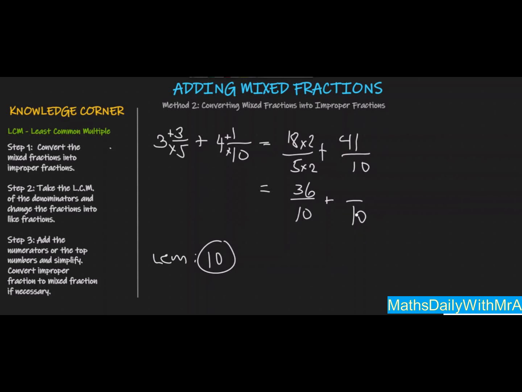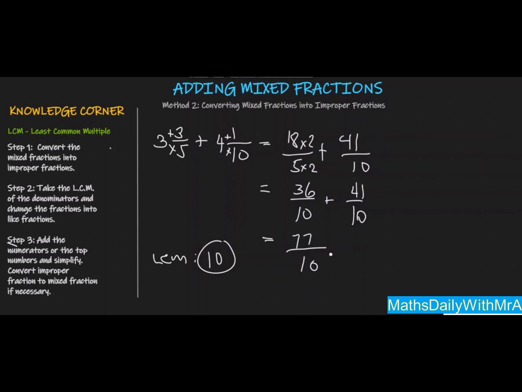In the case of the second fraction, since 10 remains the same, the numerator remains the same. So let's copy 41. Now that we have like fractions, let's do step 3, which is add the numerators or the top numbers. Let's calculate. 36 plus 41 will give us 77 over 10. Since we cannot simplify 77 over 10, we can consider this as our final answer.